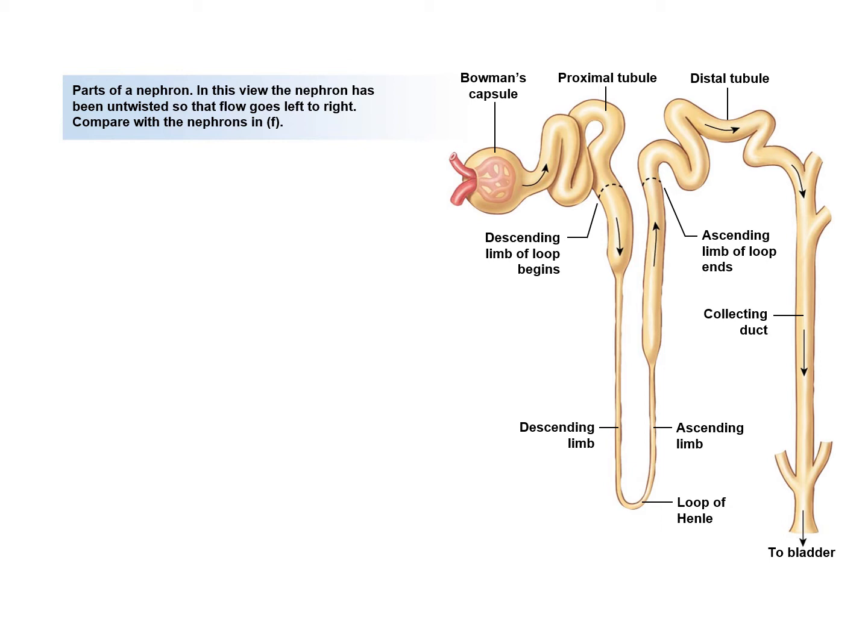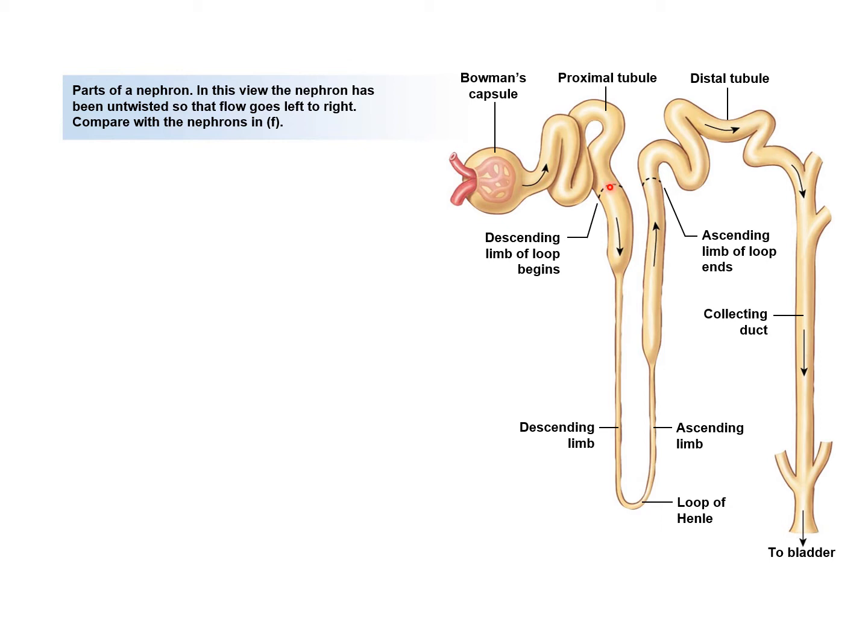So we have the Bowman's capsule right here, which houses those fenestrated capillaries known as the glomerulus. Leaving the Bowman's capsule, we have the proximal tubule, and a lot's going on here. In fact, I abbreviate and say everything except filtration's going on here. Reabsorption, secretion, you name it.